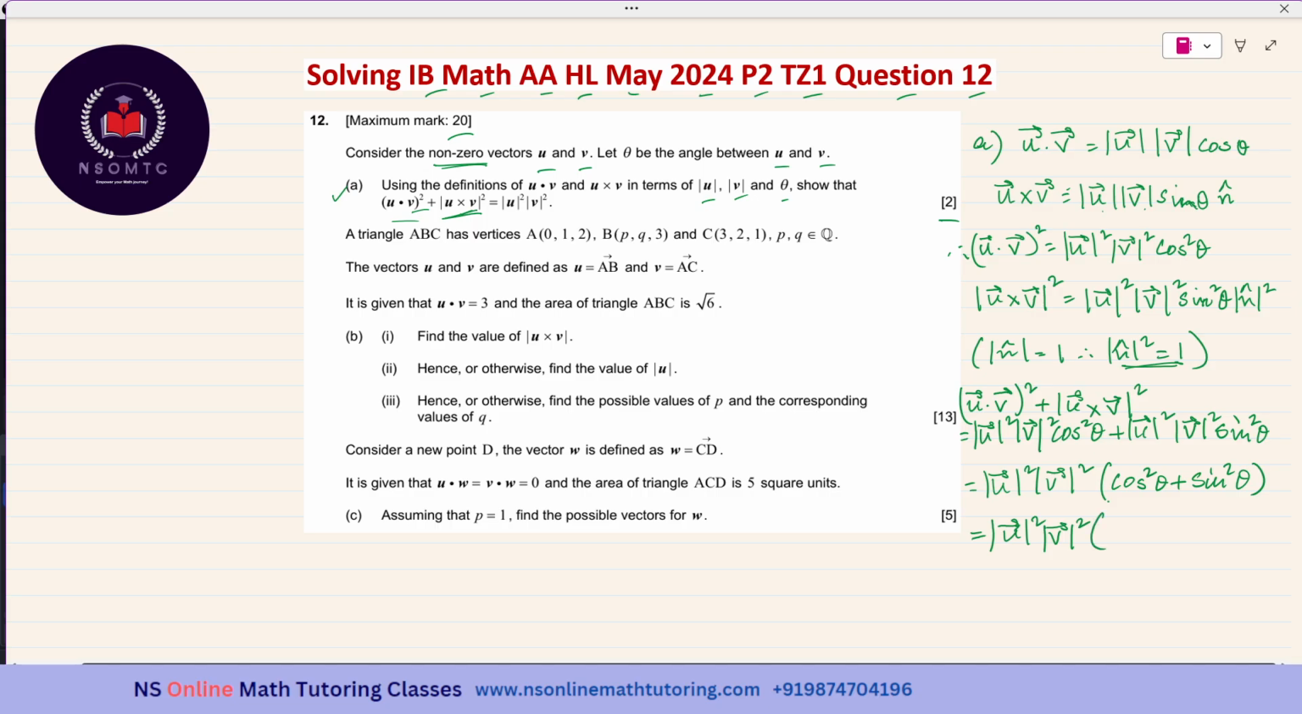This is equal to 1. You may write this part since cos squared theta plus sin squared theta is equal to 1. Okay. So, this is shown.